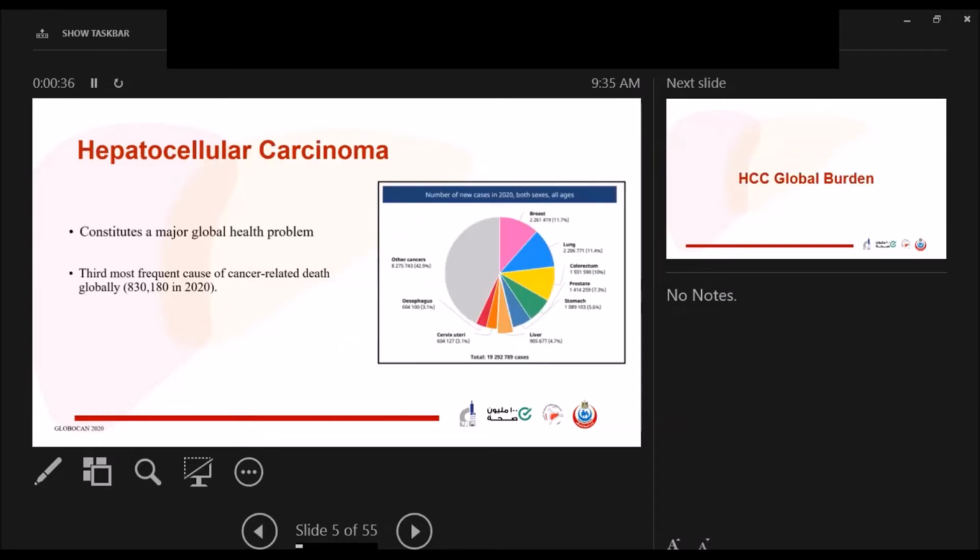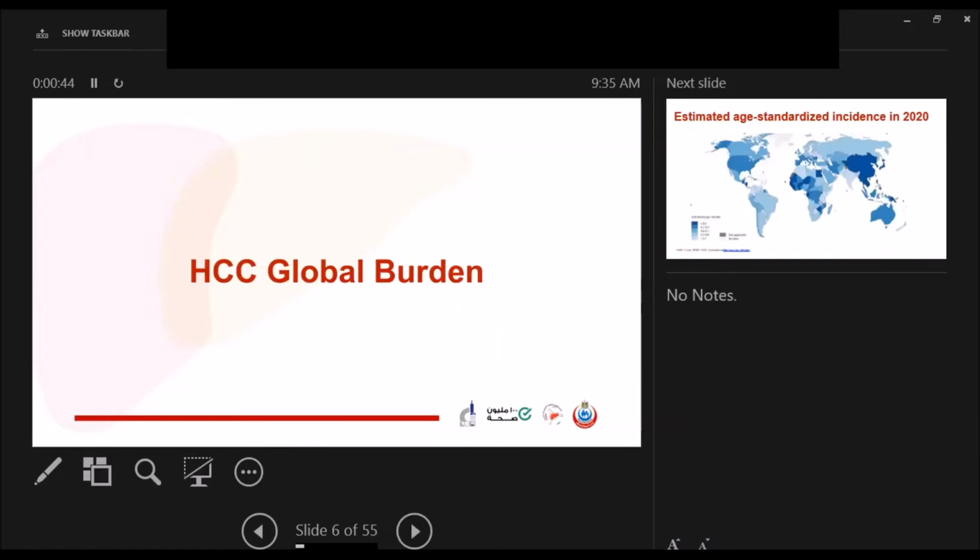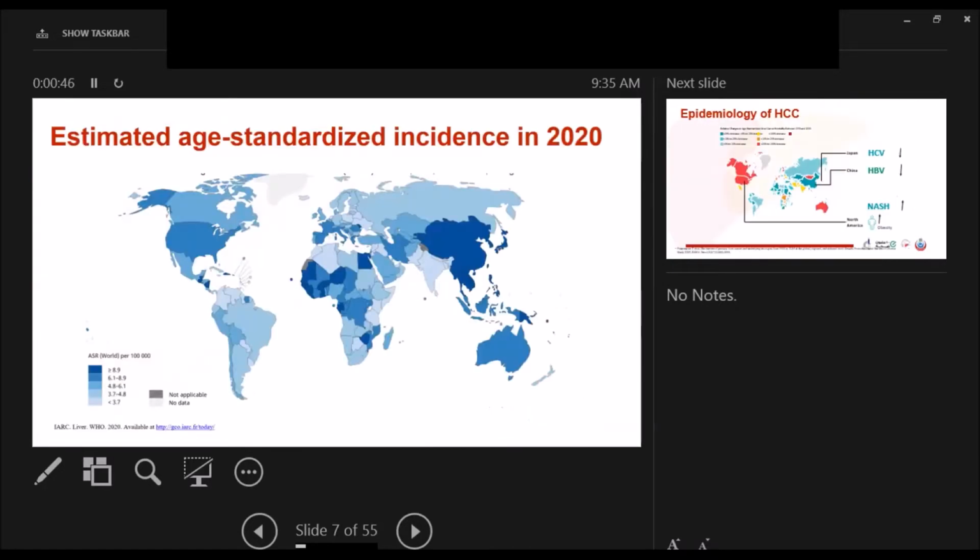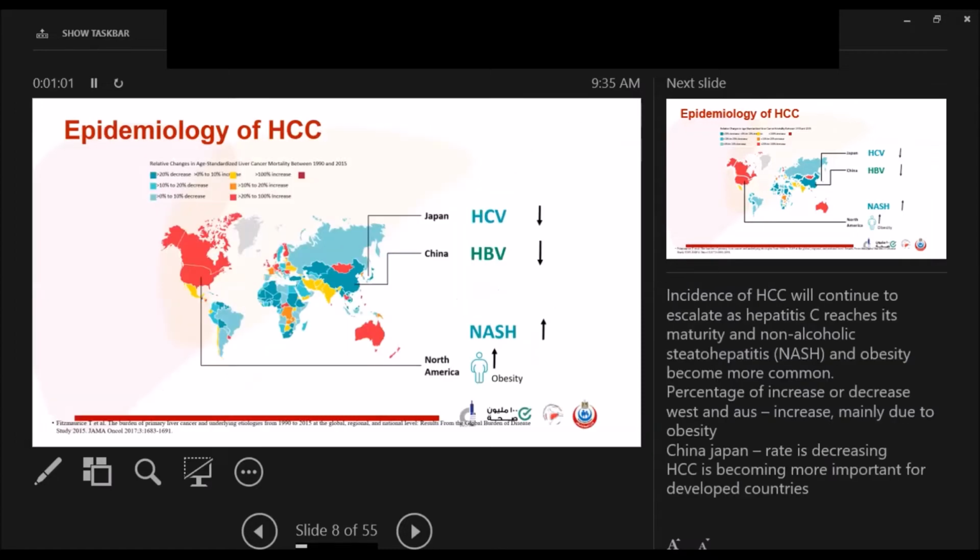As you know, HCC is a major healthcare problem. According to GLOBOCAN 2020, it's the most frequent cause of cancer-related deaths globally. As you can see, in 2020, according to WHO, HCC incidence is still high, and if we look to Egypt, for example, we will see that these incidence rates are still high in Egypt.